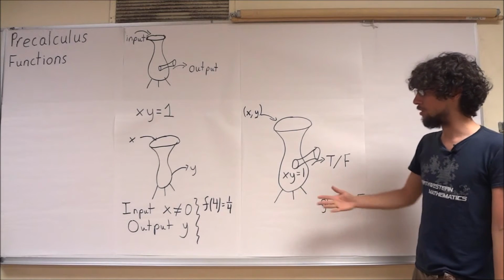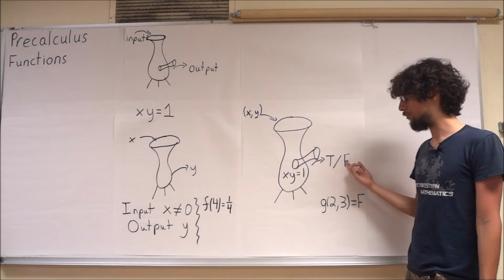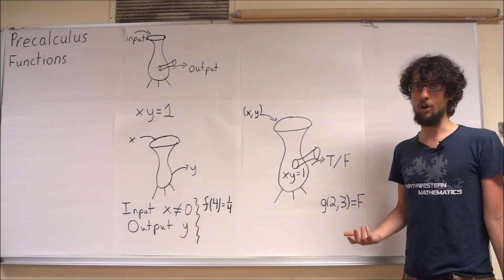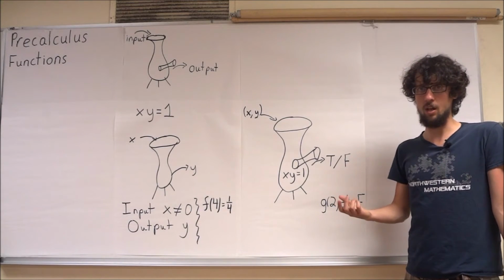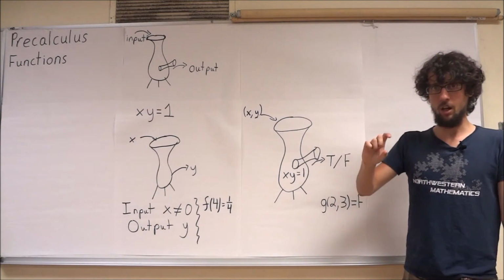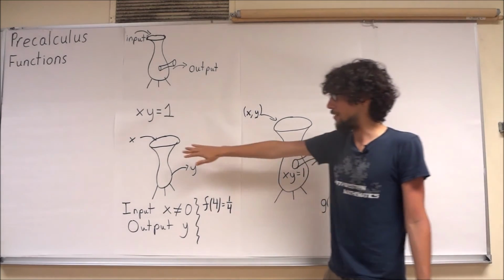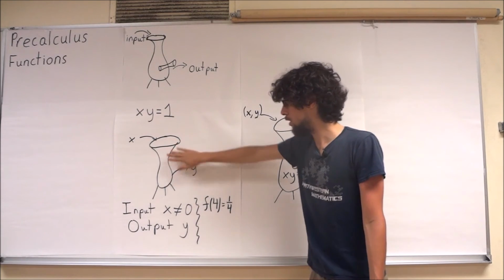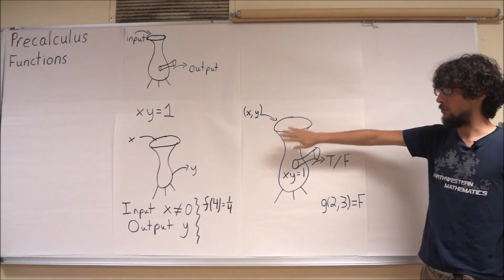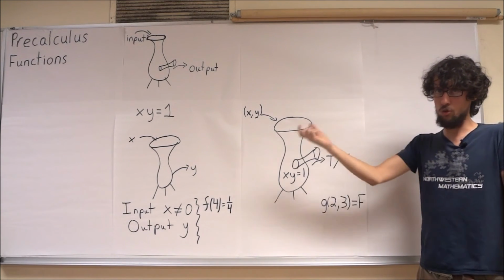This type of function, where your output, rather than being a number, is either true or false, is called a Boolean function. This word Boolean is associated with ideas of binary, of zeros and ones, of trues and falses. So here we have a function that receives a real number and outputs a real number. And here we have a function that receives an ordered pair and outputs some Boolean digit, true or false.